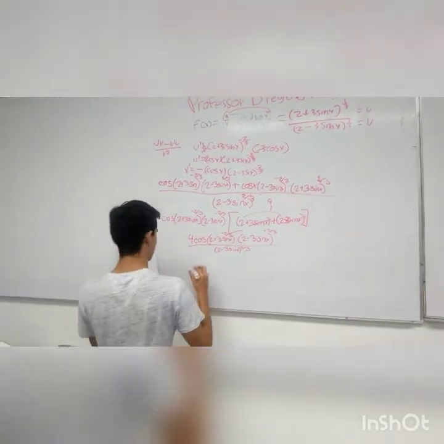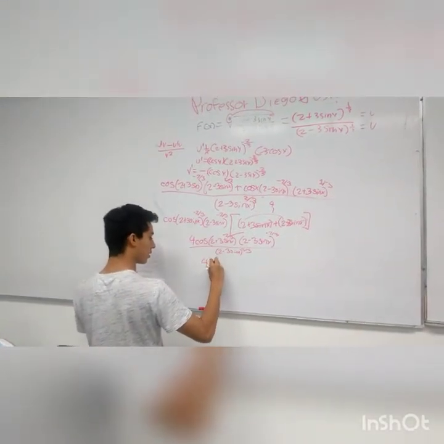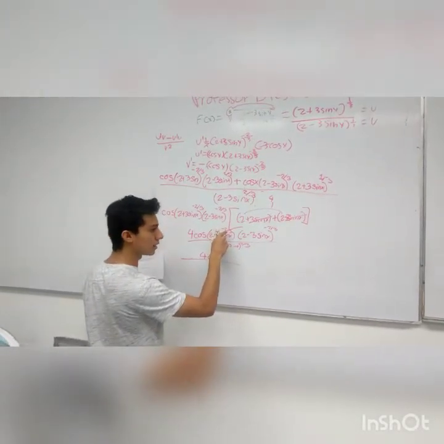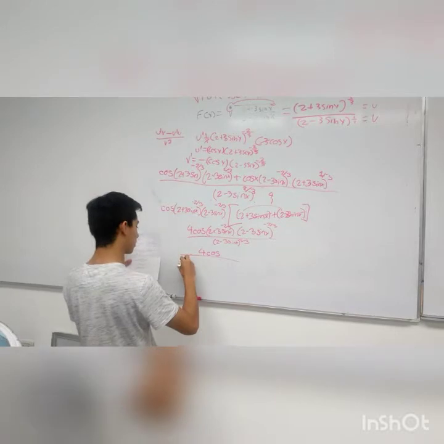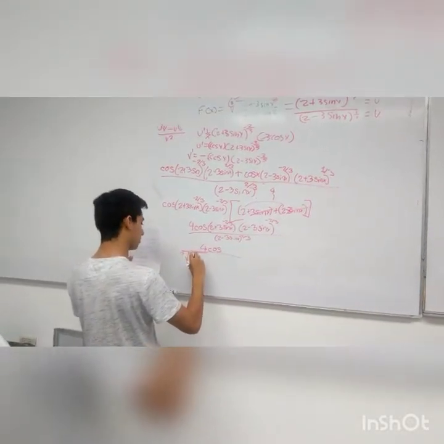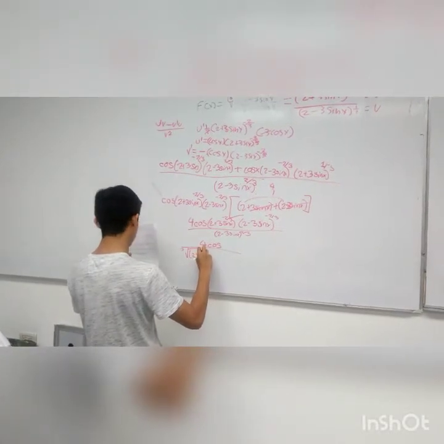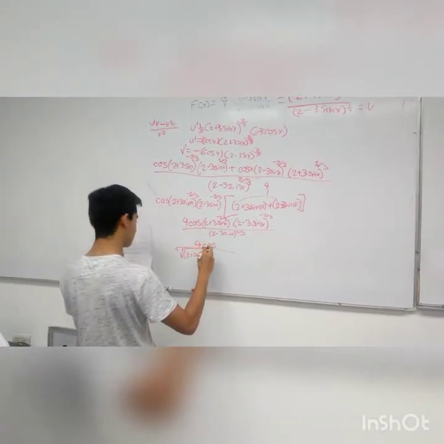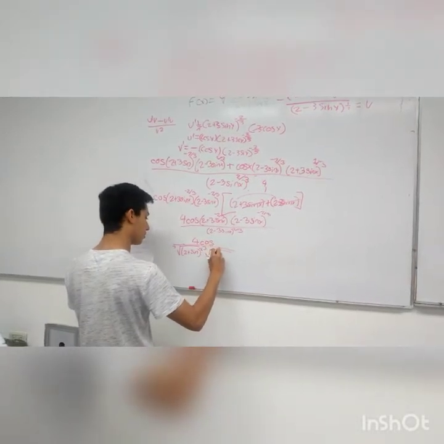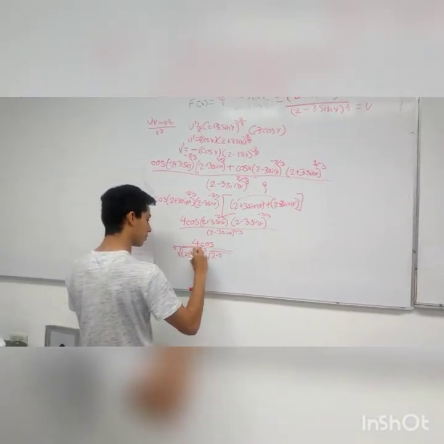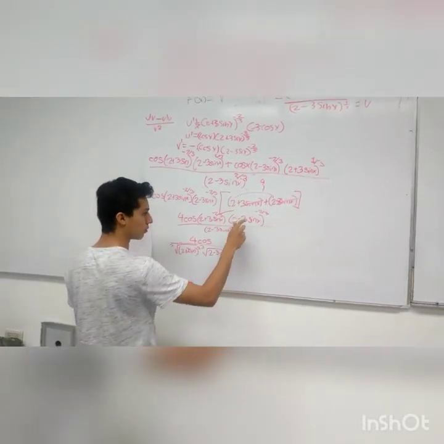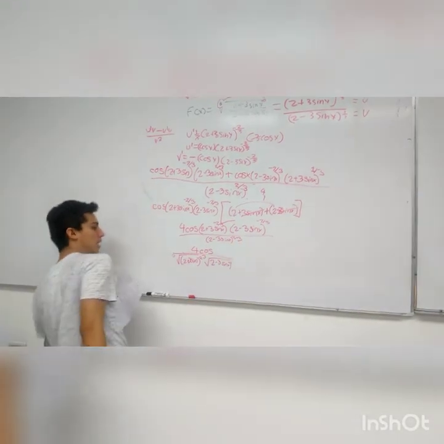So the final answer is going to be 4 cos x, and because the exponents are fractions, we write them as cubic roots. So we have 4 cos x over the cubic root of 2 plus 3 sine x squared, times the cubic root of another one, which is 2 minus 3 sine x to the 4th, because this one we subtracted from this one. And that's the final answer.